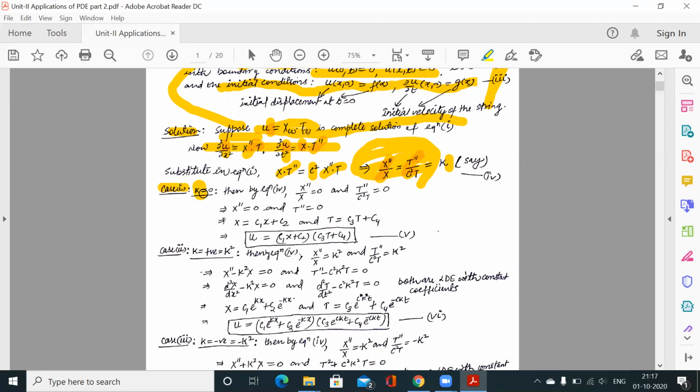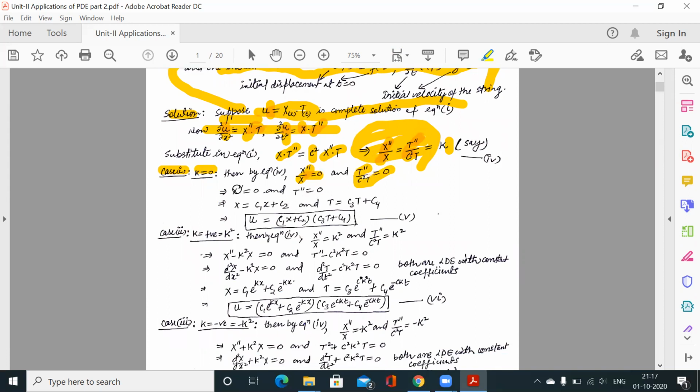So suppose when k is zero, case one, when k is zero. So this k is 0, that means this LHS is equal to 0 and RHS is equal to 0. So we are getting two equations: x double dash over x is equal to 0 and t double dash by c square t is equal to 0. So what we will get, x double dash is equal to 0.